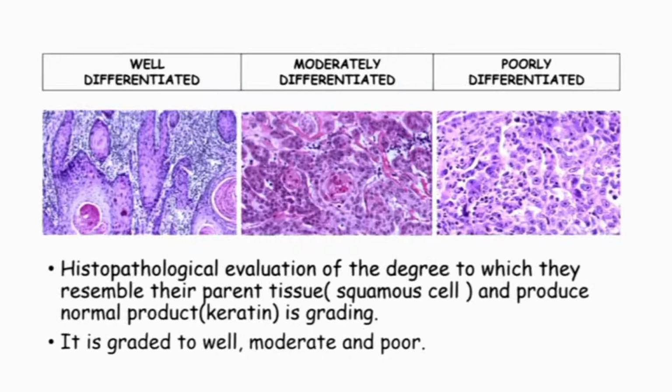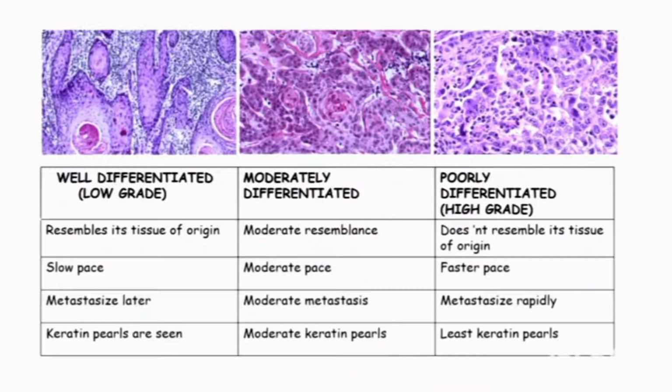Grading is done based on the degree to which they resemble the parent tissue. Here it is the squamous cell and the amount of normal product formed, that is keratin. It is graded into well, moderate and poorly differentiated. Now we will see the features of all three types of squamous cell carcinoma.